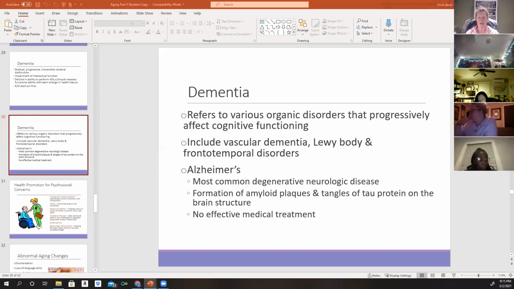So when you're caring for a patient that has Alzheimer's, you are caring for that patient and that family member, because it's really hard for them to see their loved one like this. It's very sad. And there is no effective medical treatment at this time.